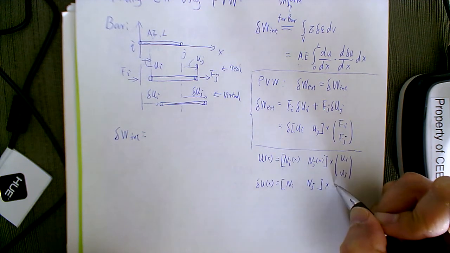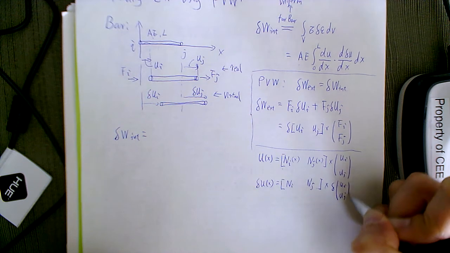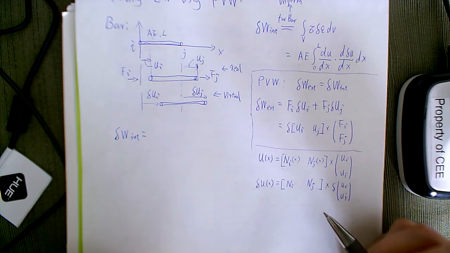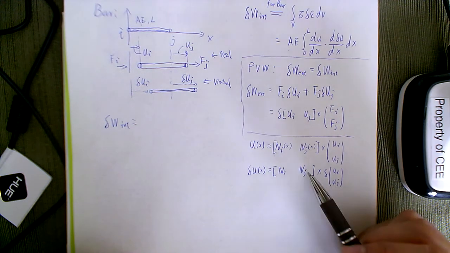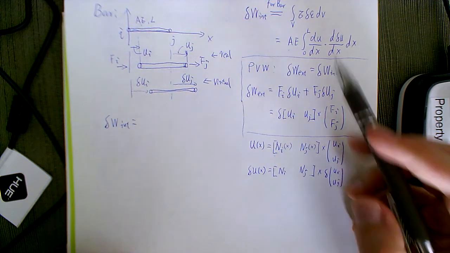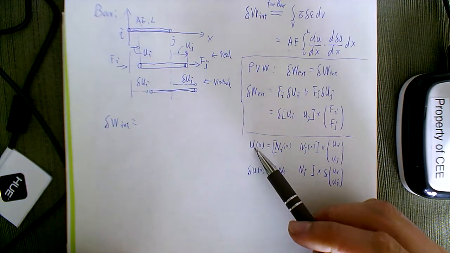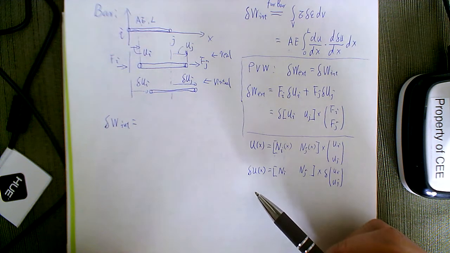And times, now all I need to do is just do virtual ui uj. Okay. So now you see the beauty of this. I mean, this thing never changes, the shape functions. So let's actually apply this. It looks like we're going to take a differentiation of this guy and this guy.